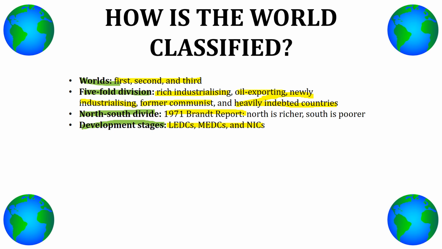And then the south, below the equator, is generally poorer, but then when you think about it, Brazil is below the equator, it's in the southern part of the world, and that's a developing country. You've also got Australia and New Zealand, which are developed countries, and they are very south of the world, so that is quite unreliable. And then development stages, so I've basically mentioned these already: the LEDCs, MEDCs, NICs. LEDCs are less developed, MEDCs most developed, and NICs are developing.